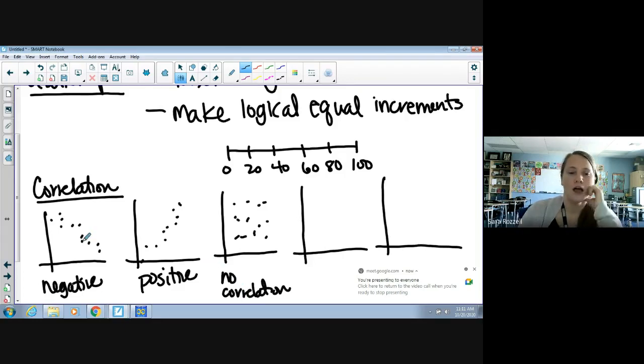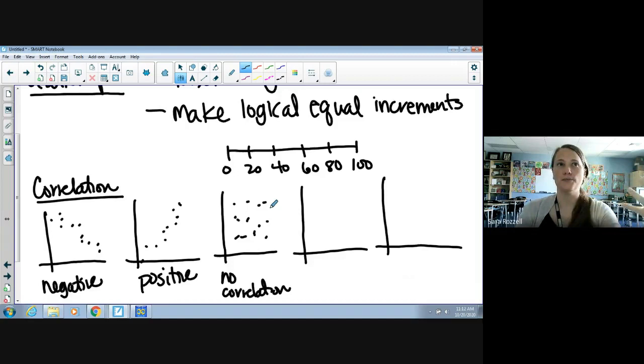Okay. Do you see with the negative and the positive, I could kind of draw a line that goes through those and I'd be able to predict what happens later on in the future. So that's part of our goal in this lesson: we're going to figure out what equation of the line goes through correlations that are similar to that. We can't really draw lines when there's no correlation.